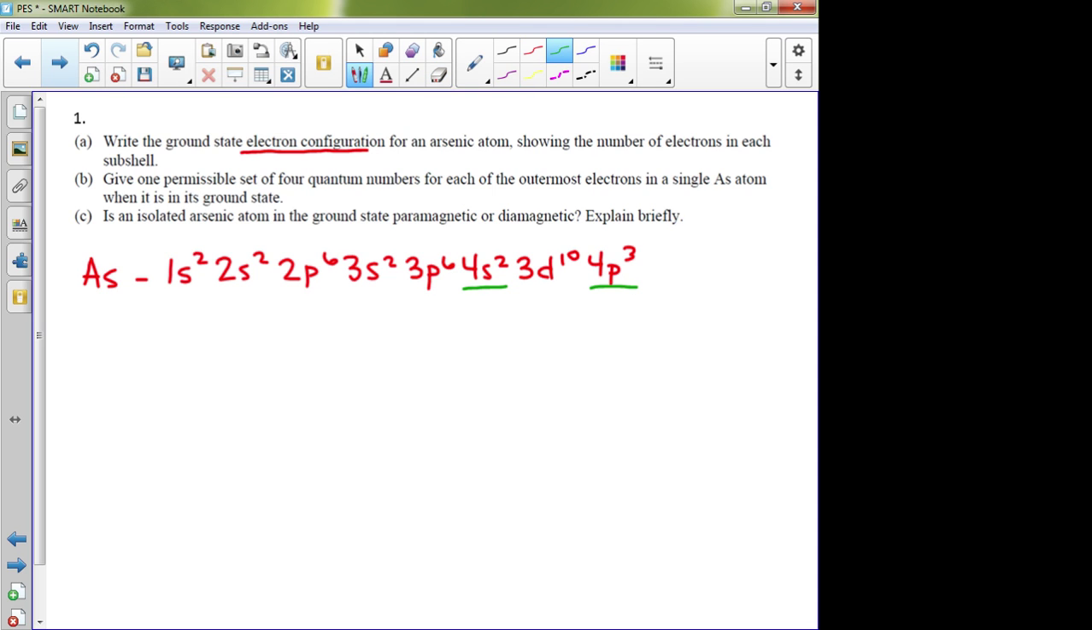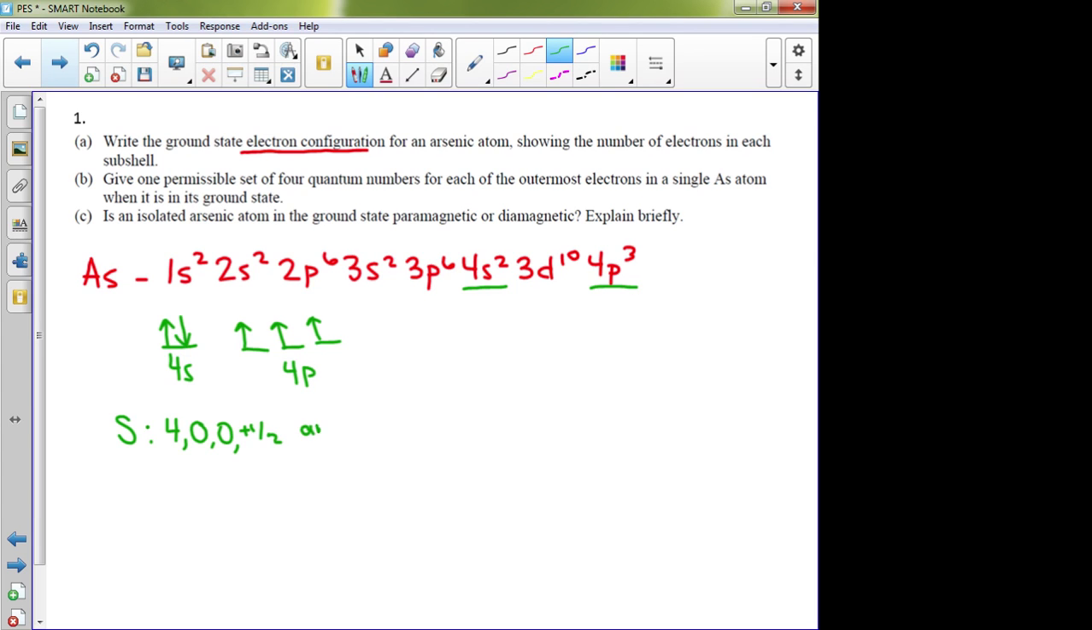So to do the quantum numbers, the easiest thing to do is to draw them. My 4s is up, down, because it's full. And then my 4p is just up, up, up, right? So for the S level, what are my quantum numbers going to be? Let's just do the first arrow first. What's N going to be? 4. L is 0. M is 0. And S is positive 1/2, because it's an up arrow.